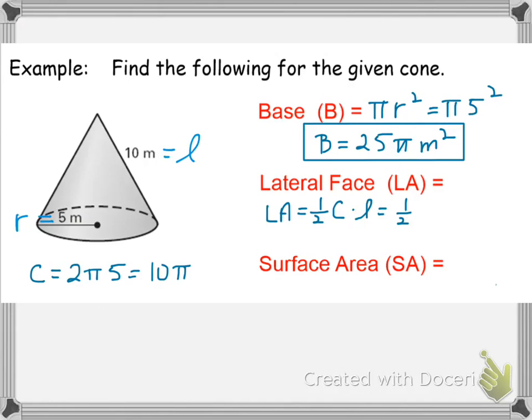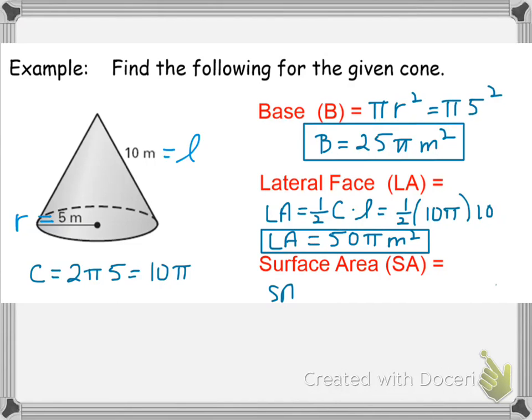So substituting in the 10 pi into your formula, we have 1/2 times 10 pi, and then times 10, which is your slant height. So again, that continues to simplify down to 50 pi meters squared. 1/2 times 10 is giving you 50, and again, we're leaving these answers exact, so we're leaving them in terms of pi.